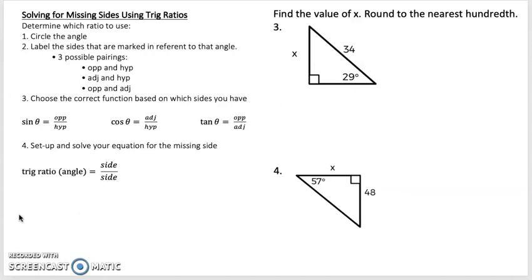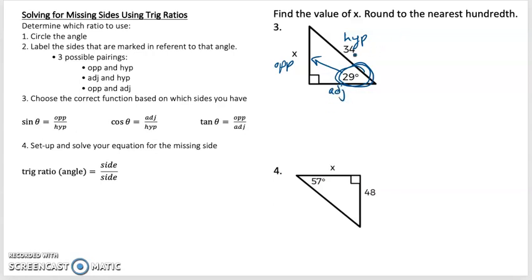So here are some steps to take, but basically, you're going to look at the angle that you're given, and label the sides with respect to that angle. So I'll start doing number 3 this way. I'm given 29 degrees, so I want to label sides standing at 29 degrees and looking around. So 34 is the hypotenuse, and then across the way, x here is the opposite side, and then this other one that we're probably not going to end up actually using is the adjacent side.